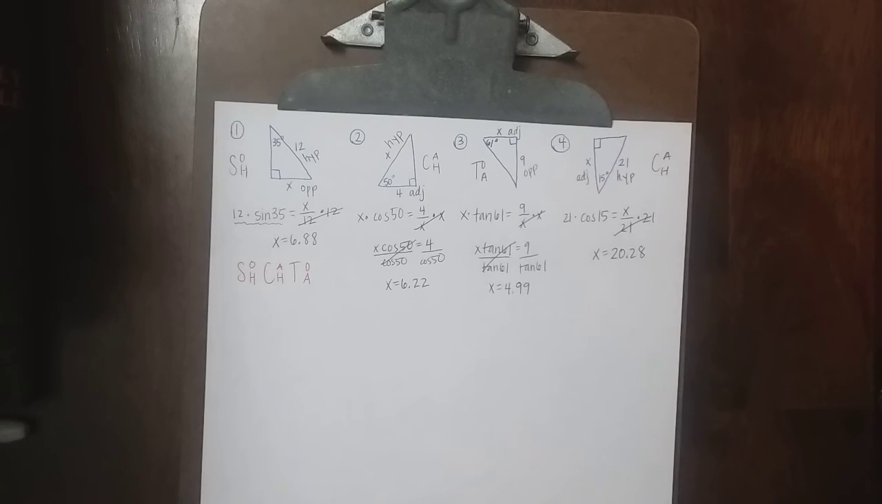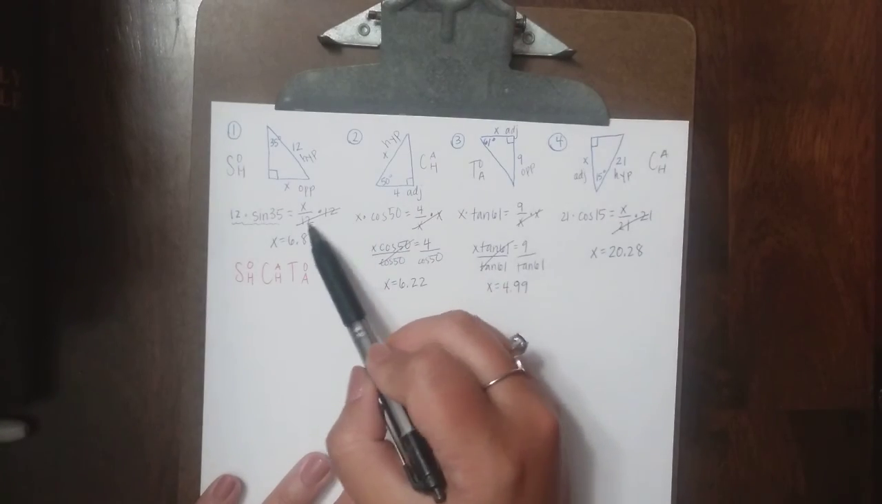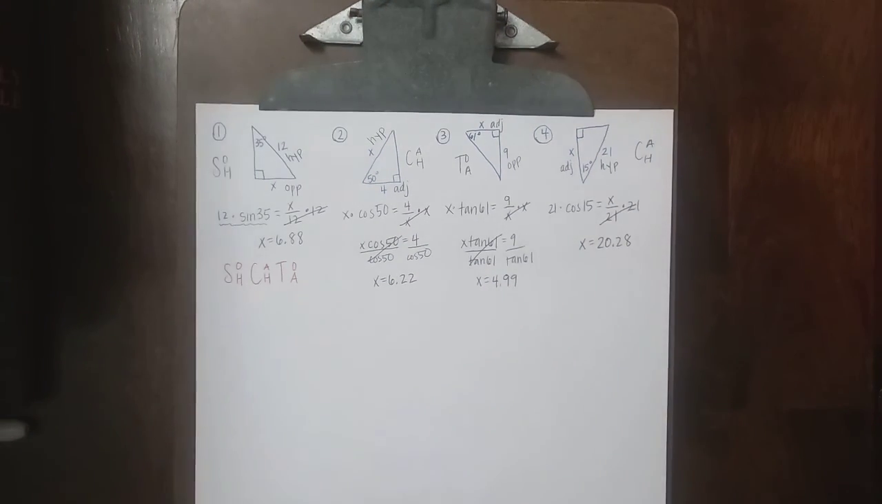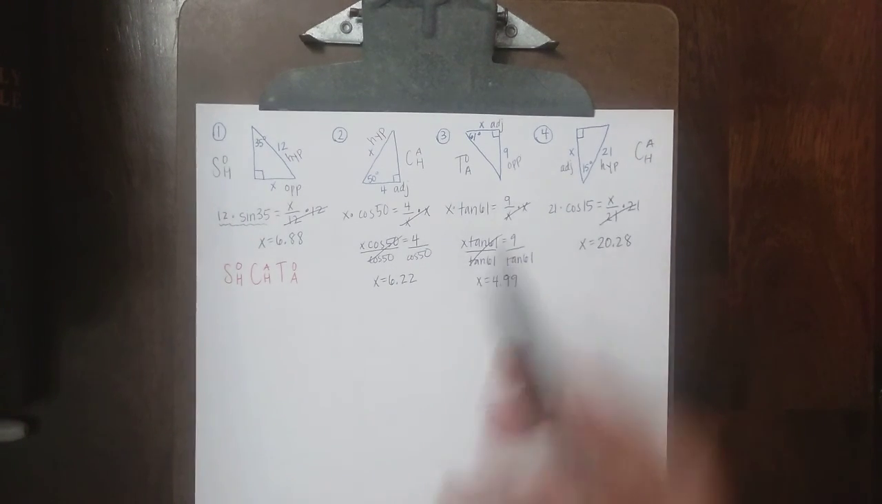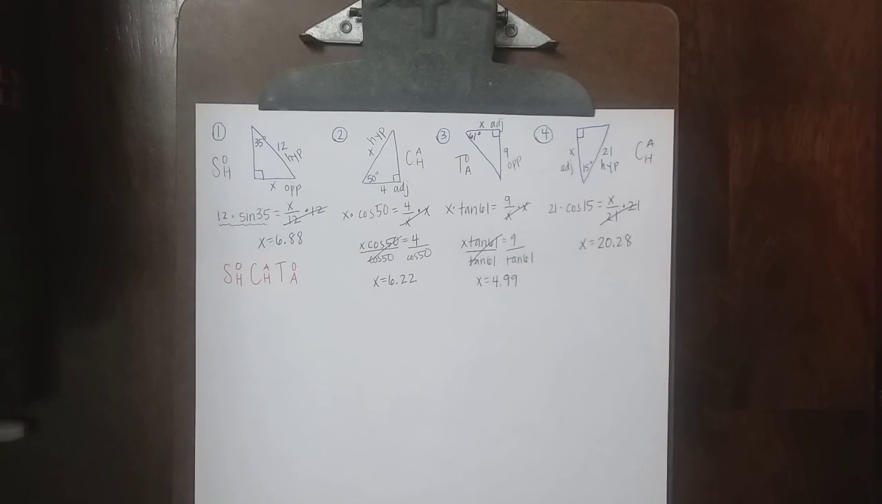Okay, so make sure you're in degree mode. And then you have two types. It's going to be a one-step where you multiply by the denominator and then you type it in and you're done. Or it's going to be a two-step where you have to move the x over and then divide by the trig function. Right? But we're only going to worry about finding missing sides for right now.